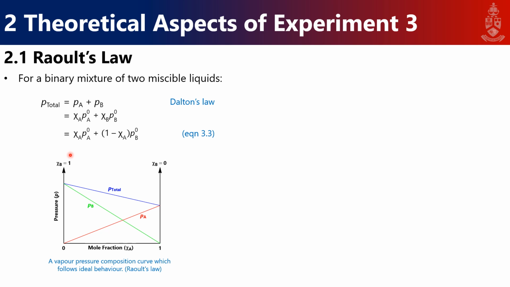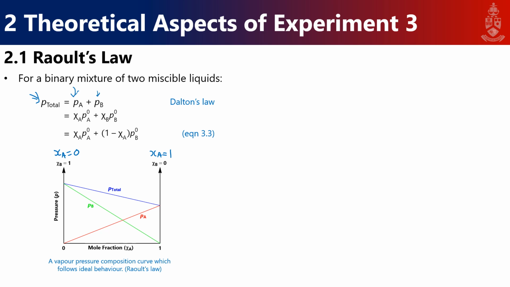So first of all, what does this plot look like? I have my vapor pressure versus mole fraction. On the left, I've got 0, and this refers to mole fraction of B equals 1, implying that my mole fraction of A is 0. And on the right-hand side, I've got my mole fraction of B is 0, so that means my mole fraction of A equals 1. So I can plot three different scenarios. I can look at the partial pressure of A in my mixture, the partial pressure of B in my mixture, and my total vapor pressure of my mixture.